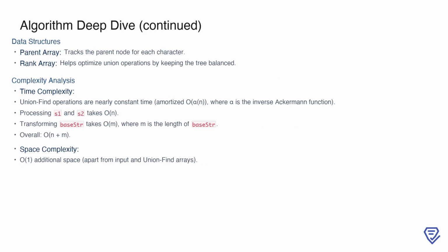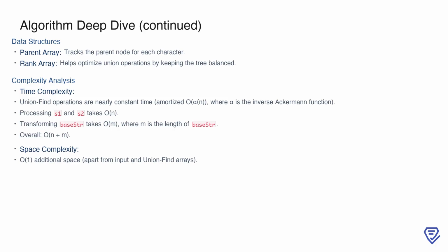The two main data structures used here are the parent array and the rank array. The parent array tracks the parent node of each character, while the rank array helps maintain a balanced tree structure during union operations. This balance is important for optimizing the efficiency of the algorithm.